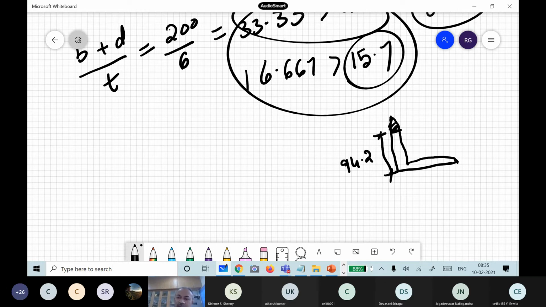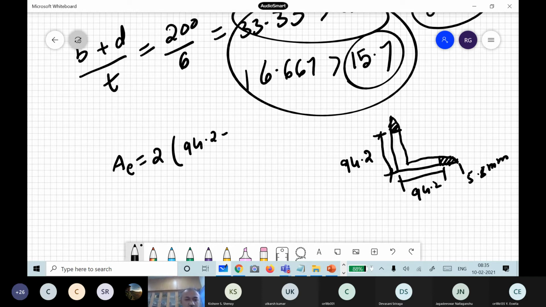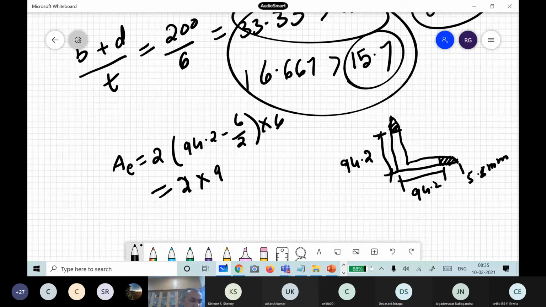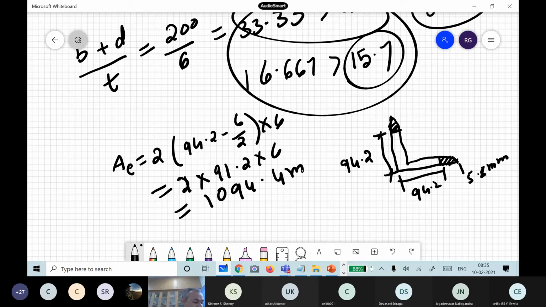This portion I will leave. I'm not cutting these angles. I'm leaving this as my design parameter, so I'm reducing my effective area. This is 94.2 mm, and this is 5.8 mm, say. So the effective area becomes approximately 2 into 94.2 minus 6 by 2 into 6, say. So the effective area will be 2 into 91.2 into 6. My effective area I am decreasing to 1094.4 mm square.